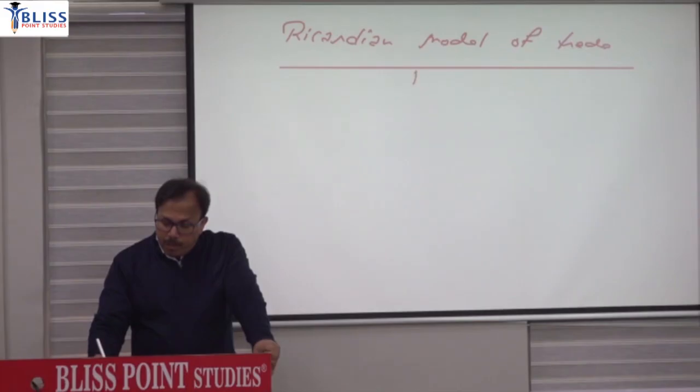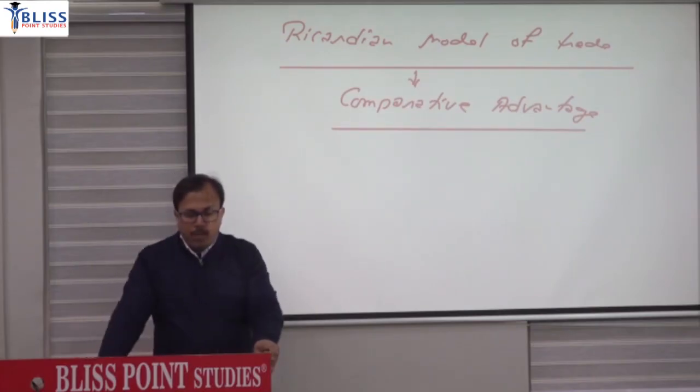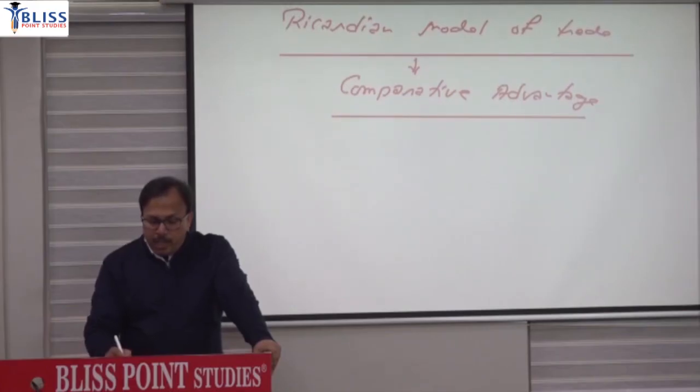The Ricardian model of trade says that trade arises mainly because of differences in comparative advantage. It is a comparative advantage model. So what is the meaning of comparative advantage? How can it be calculated? How can it be measured?